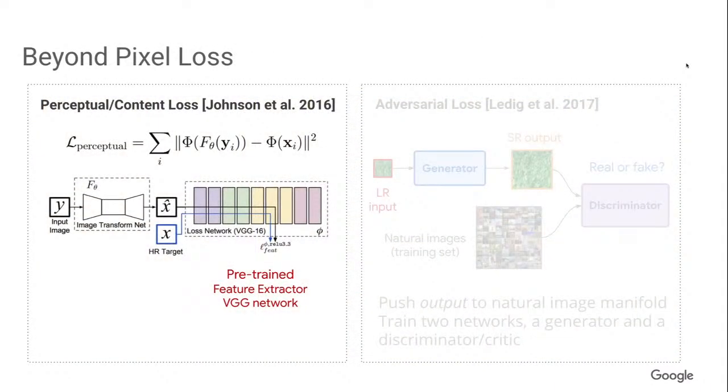Many recent works have studied how to define losses that better characterize perceptual differences. The perceptual loss, also known as content loss, proposed to compare the target and generated images on a deep feature space. The deep features are extracted from intermediate representations from a deep model, such as a VGG network, pre-trained for image classification.